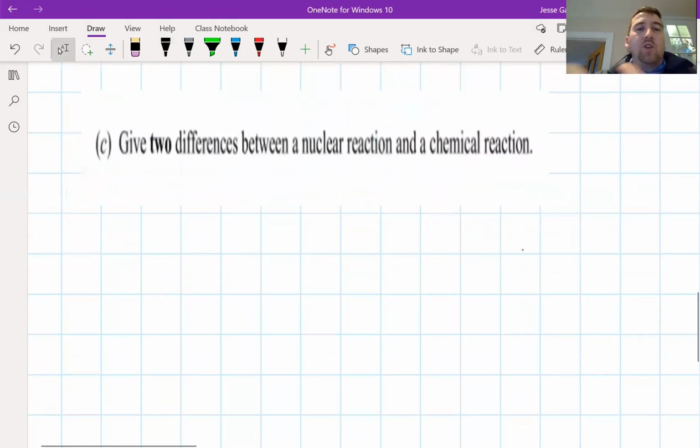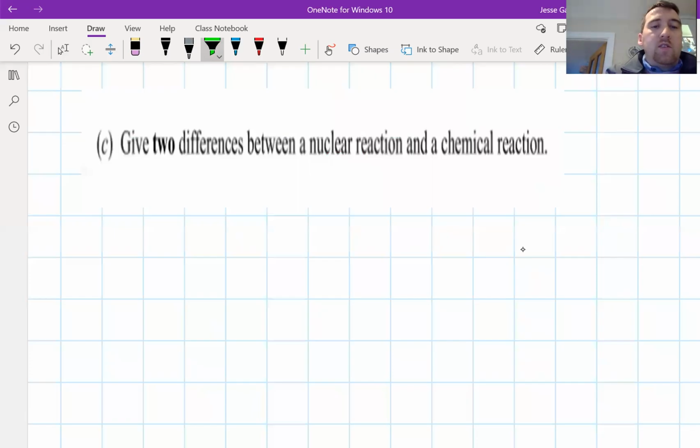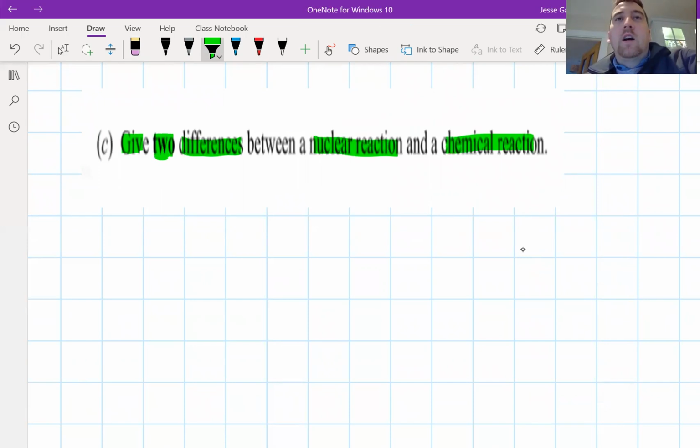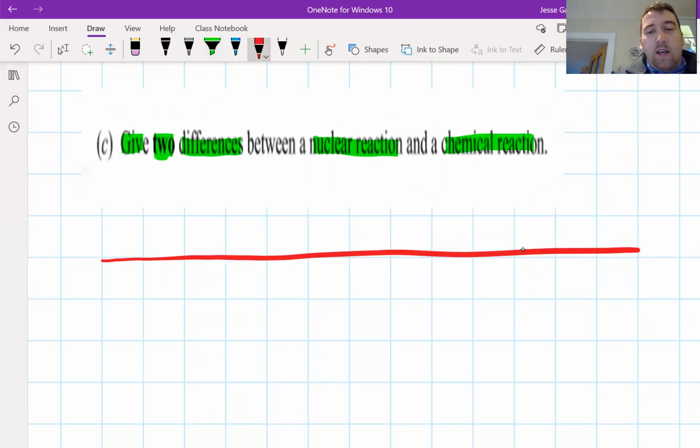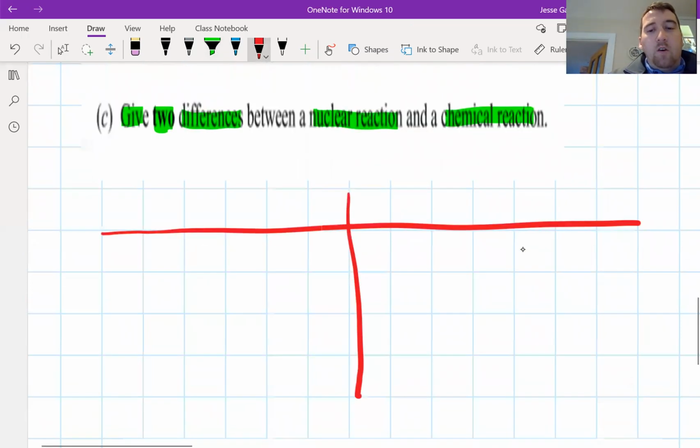Okay. Next question, give 2 differences. So just give, and we don't have to go into too much detail, 2 differences between a nuclear reaction and a chemical reaction. Anytime I'm asked for 2 differences like this, I always think it's a good idea to lay it out, you've seen me do this before, as a table to compare them, okay?